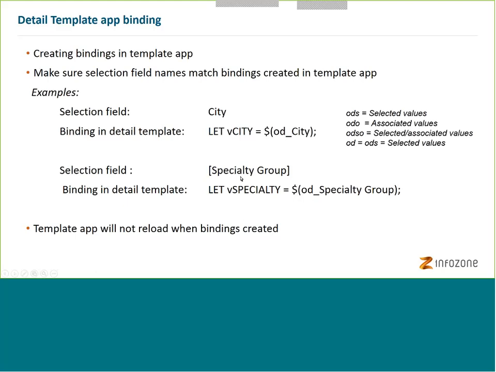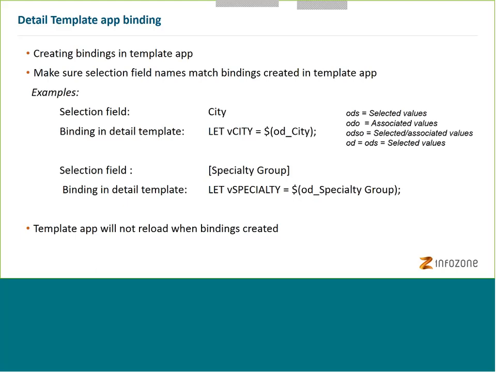Here's another example of a field with a space in it. And you will have to make sure that this space exists in your binding. Otherwise, it's just not going to work. This is the reason why we really need to set it to a variable, so that then we can use this variable in where statements.